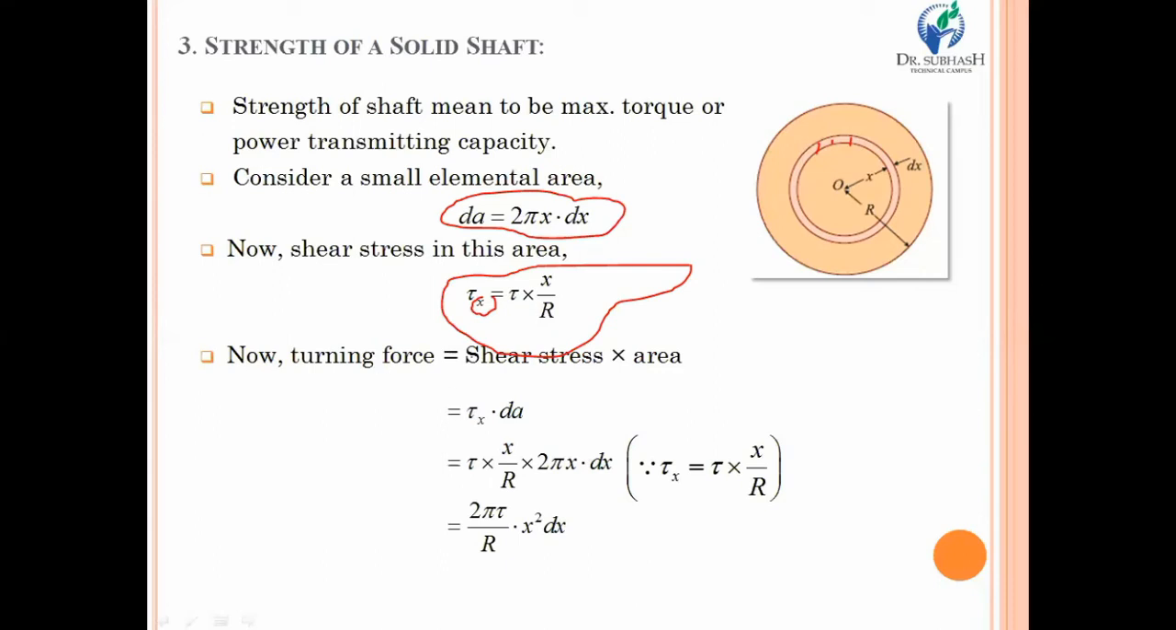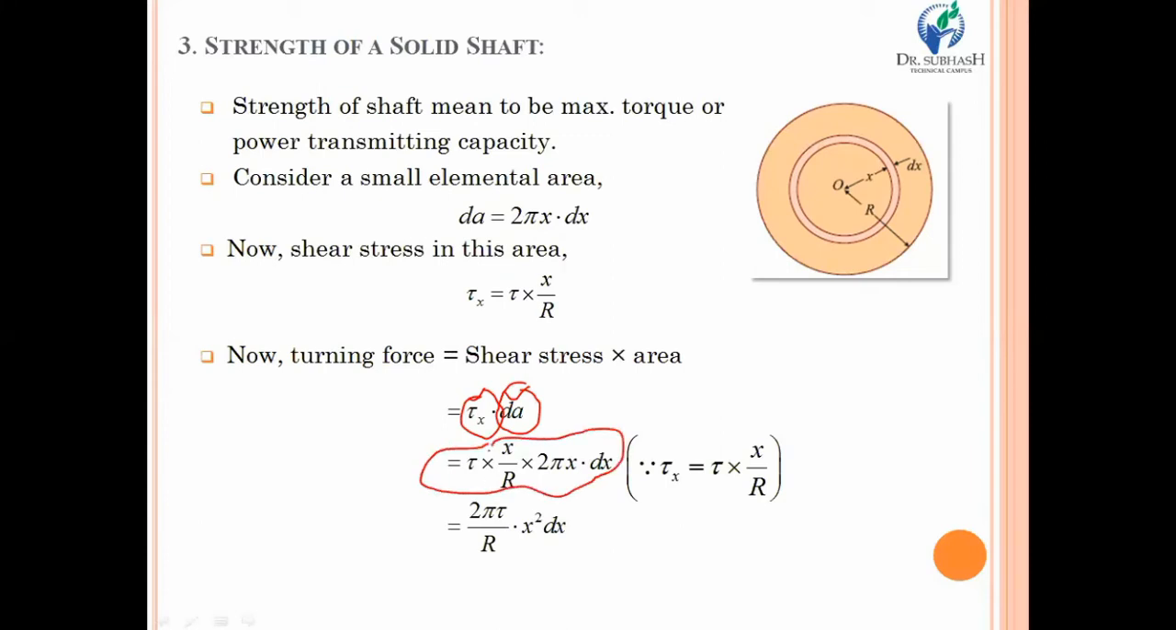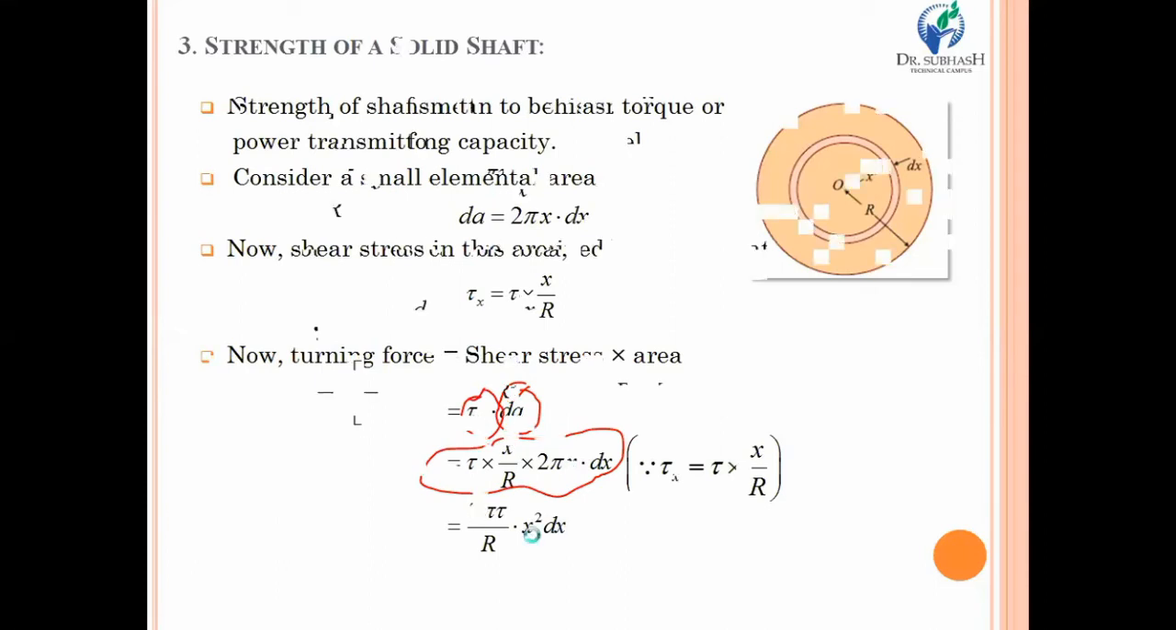Now, once you have the shear stress and the shearing area, it's very easy to calculate the shear force. So shear force, or turning force in other words, is equal to shear stress into shearing area. Over here shear stress is there, shear area is also there. By putting the relevant values of both terms over here, you will have this relation. And by simplifying it, we can write that the turning force or shearing force is equal to 2 pi tau upon r into x square into dx.